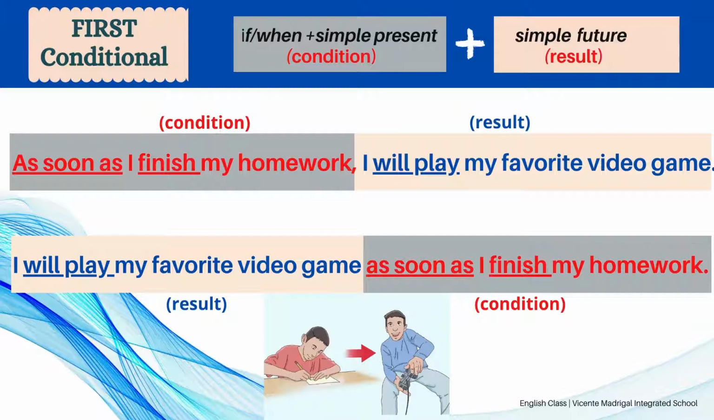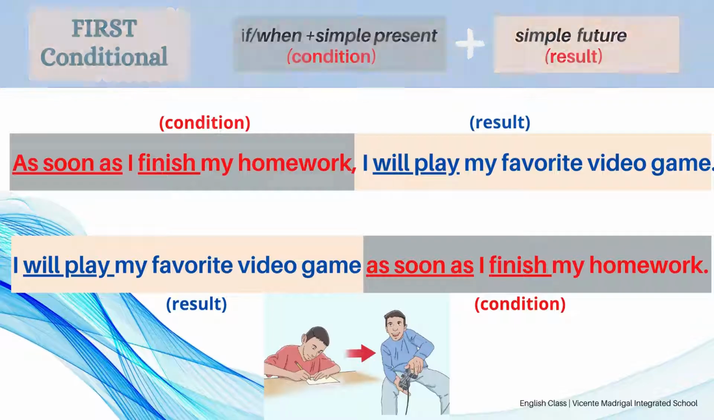This is first conditional because it talks about a high possibility of happening in the future if the condition is met. That is, as soon as I finish my homework, the result will be I will play my favorite video game, or vice versa. Again, we did not use comma to separate the parts when we interchange their positions in the sentence. Can you still follow?